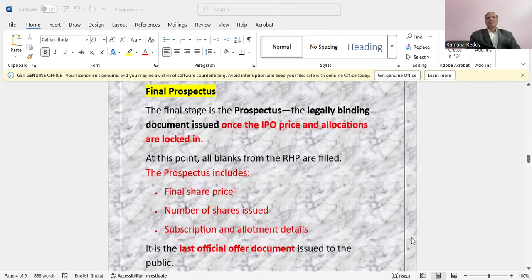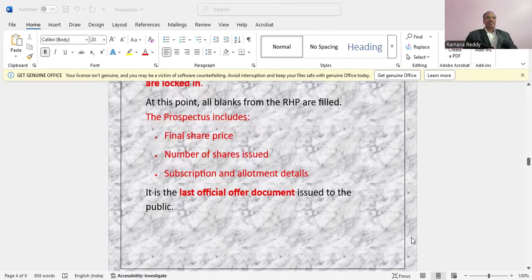What about the final prospectus? The final stage is the prospectus, the legally binding document issued once the IPO price and allocations are locked in. At this point, all blanks from the RHP are filled. The prospectus includes the final share price, number of shares issued, and subscription and allotment details. So it is the last official offer document issued to the public.